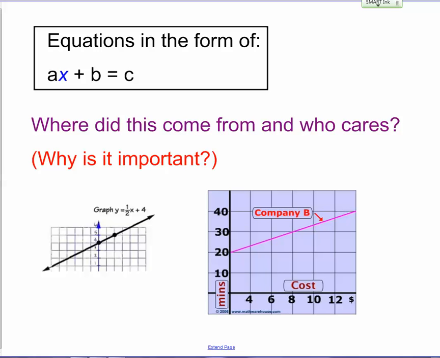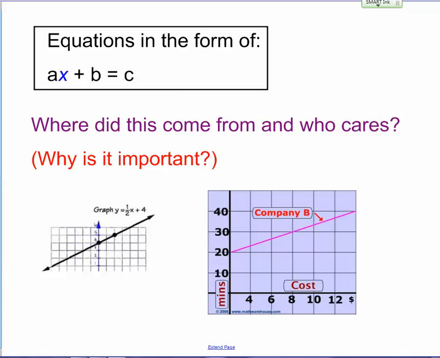So we had a great discussion about businesses and companies and using linear equations to make predictions about their company's future success or decline, and how we can use a mathematical model to make predictions.